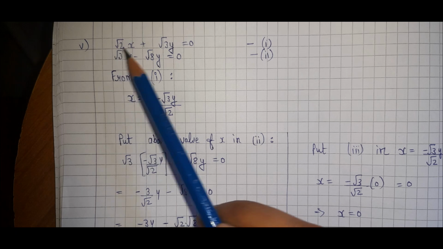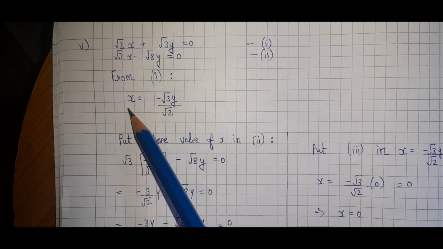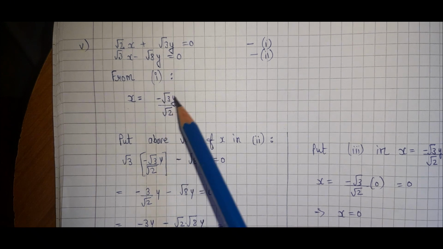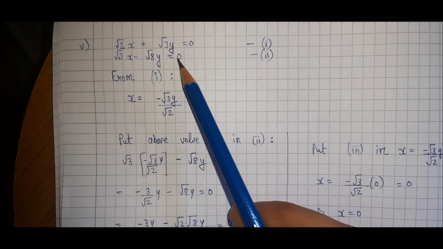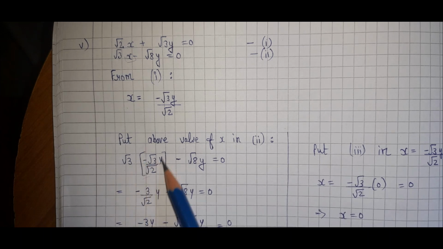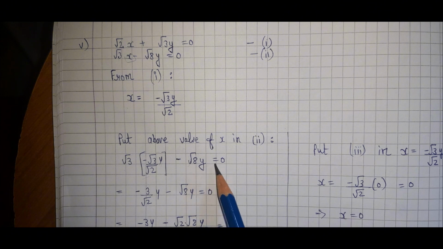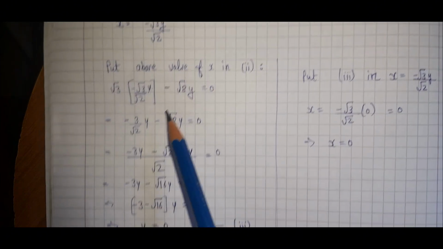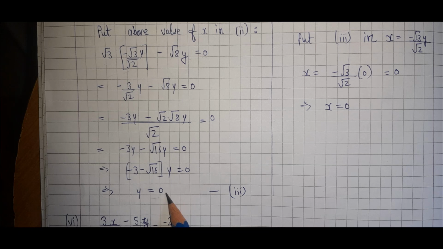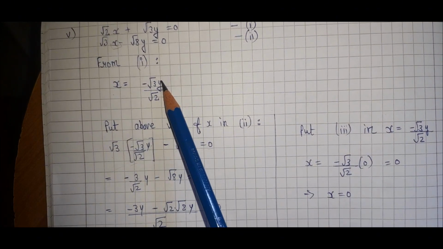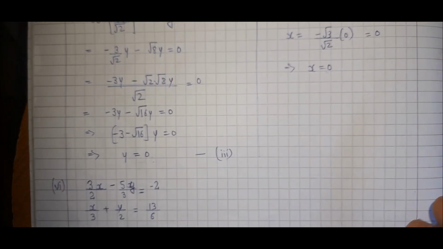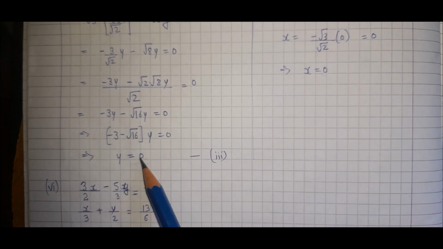In the fifth part also, find the value of x from the first equation. So x = -root 3 times y / root 2. Now put this value of x in the second equation. We will get root 3 times x - root 8 y = 0. After solving, we will get y = 0. Now put this value of y = 0 in this equation. So we will have x also equals 0. So in this question, x = 0 and y = 0.